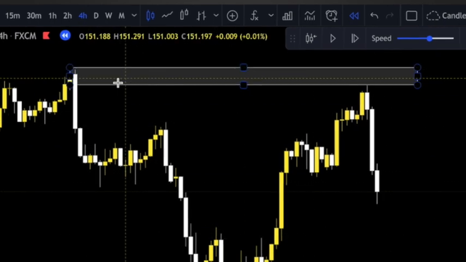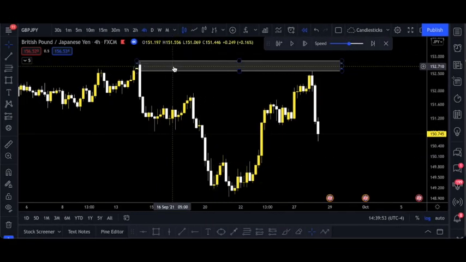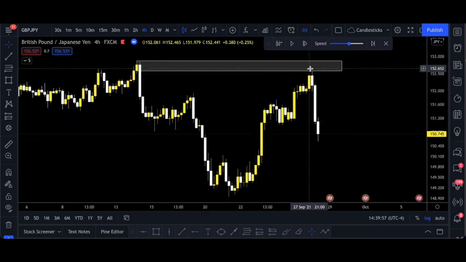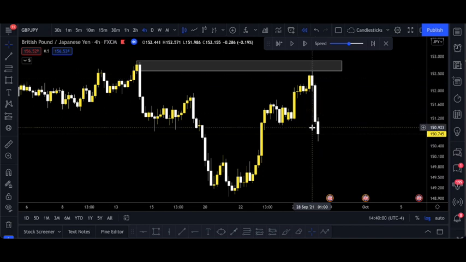Now that right there would be a nice supply zone, right? That's the way that the bank will go ahead and identify this. And you can see that we got a fresh untested level all the way up until this point here where it came up, tapped it, and then just completely melted.